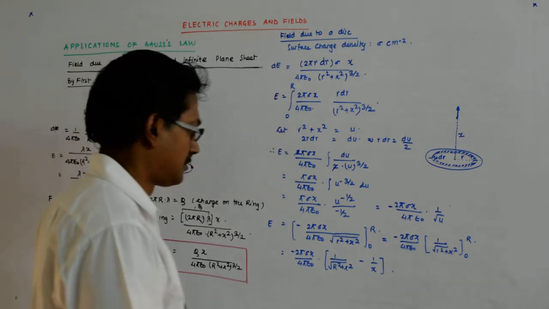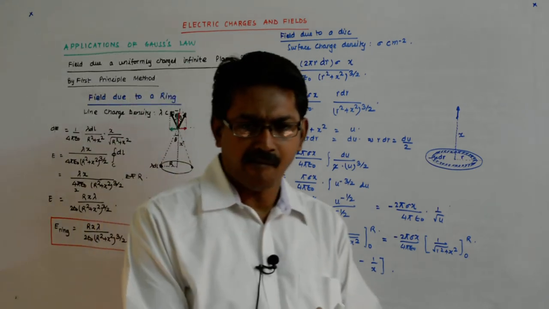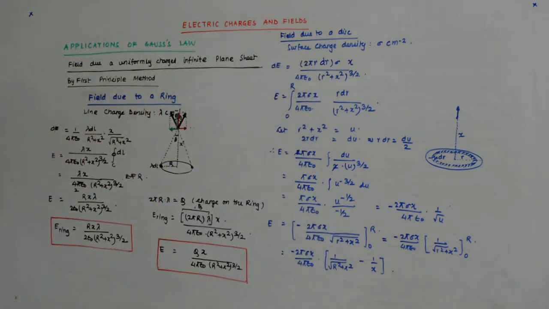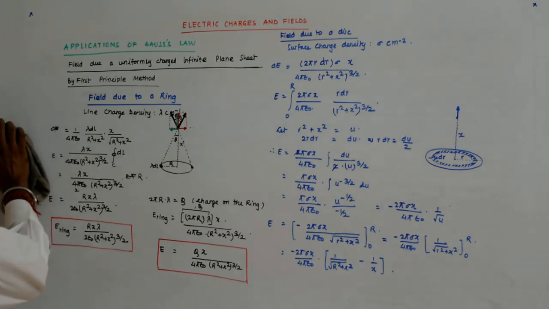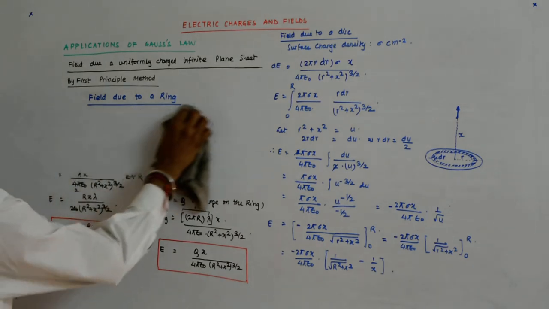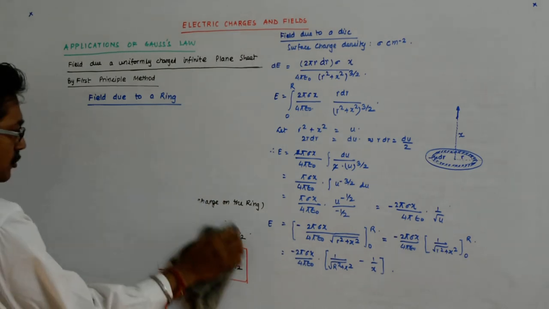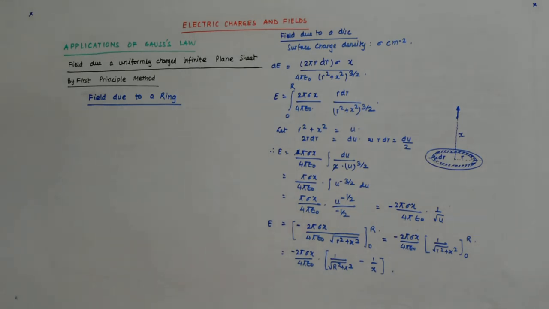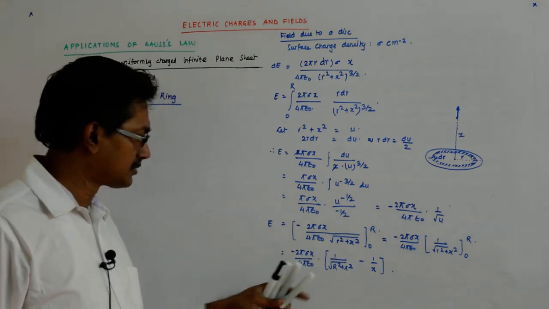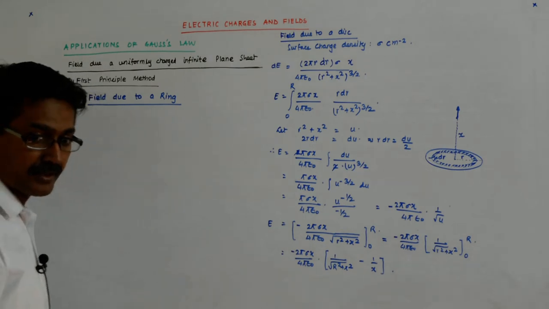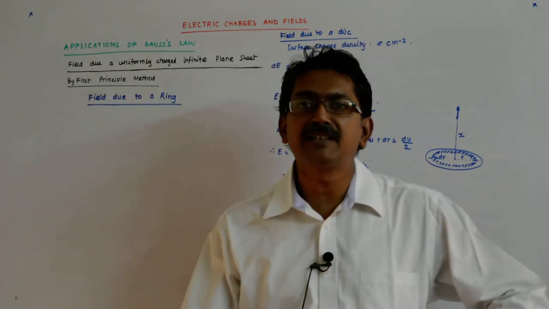This is the field. Looks weird, right? What if I want the field due to an infinite sheet? Do I erase this? From 0 to infinity. Infinite sheet is when radius goes to infinity. Why not put limit 0 to infinity? Limit 0 to infinity means what?